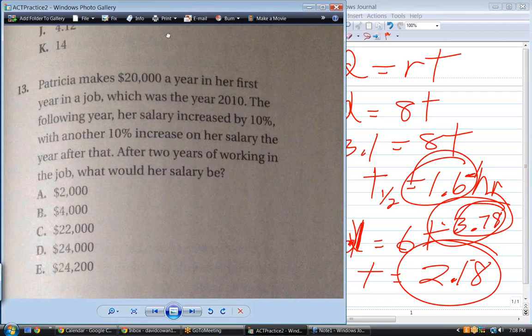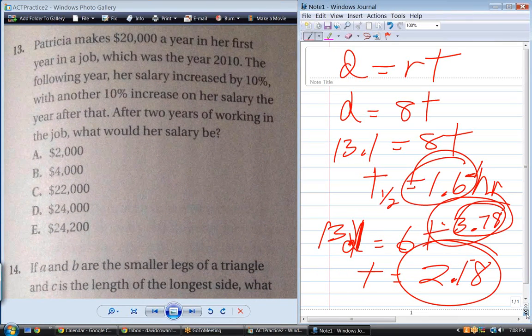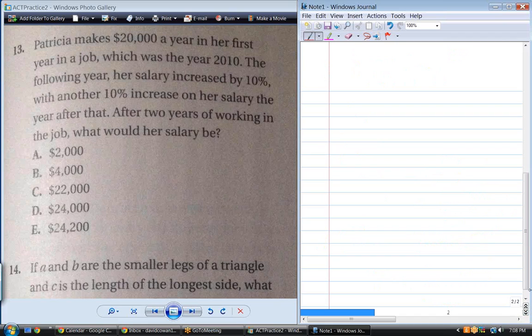All right. About 13. Her $20,000 a year salary increases by 10% per year. After 2 years, what will she be making? Which two answers can you immediately eliminate? 2,000 and 4,000. Yeah.